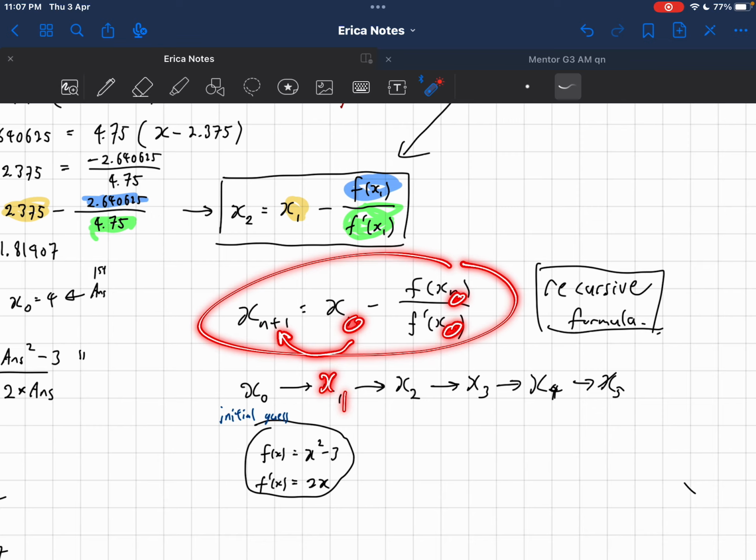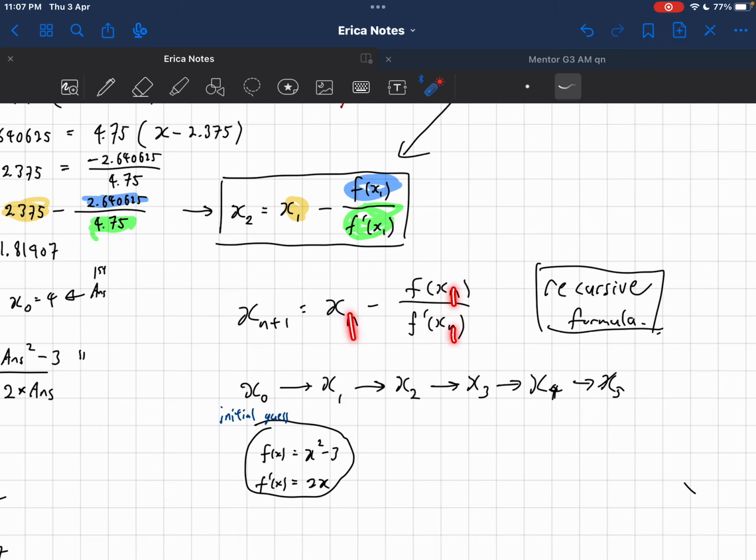So you get x1. Now you can update the n, replace with 1, so n plus 1 will now become a 2. So from x1 turn into x2. Now you replace n with 2, you get 2 plus 1, which is a 3. So from x2 you can turn into x3, and then x4, and then x5, and then x6 all the way. It will usually get closer and closer towards the actual root you want.